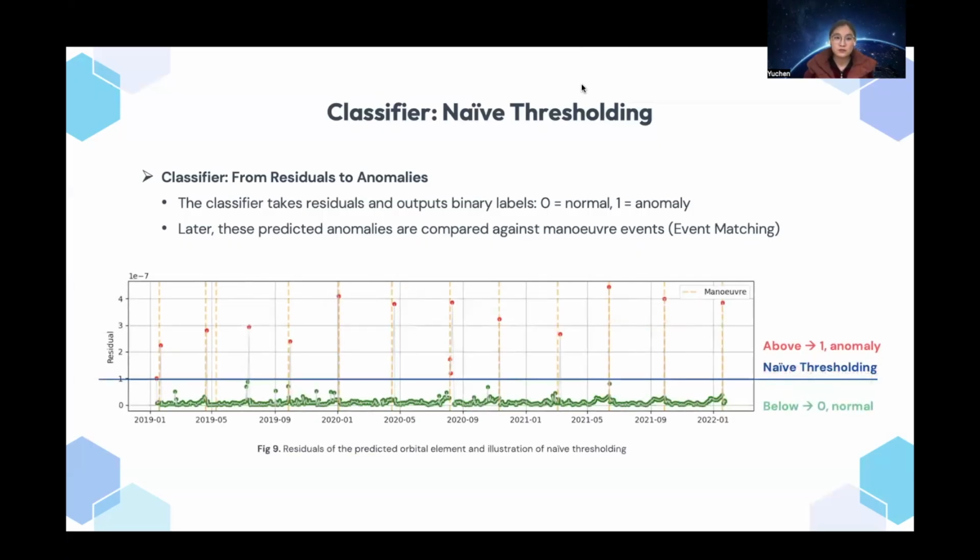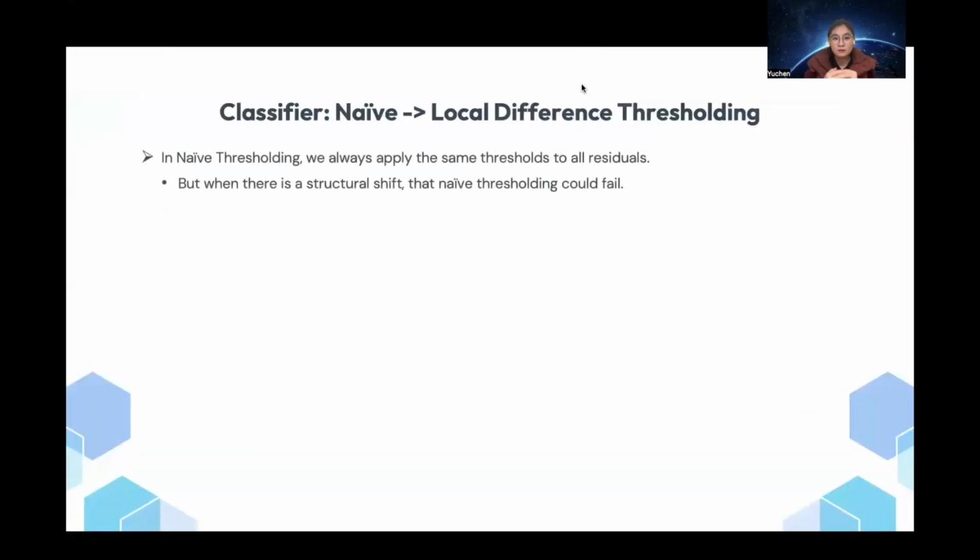This figure shows how naive thresholding works in practice. The blue horizontal line is our global threshold. Any points above the threshold, shown here in red, are flagged as an anomaly. Points below the line, shown in green, are treated as normal. One key limitation of naive thresholding is that it applies the same threshold across the entire time series without accounting for temporary shifts in the data.